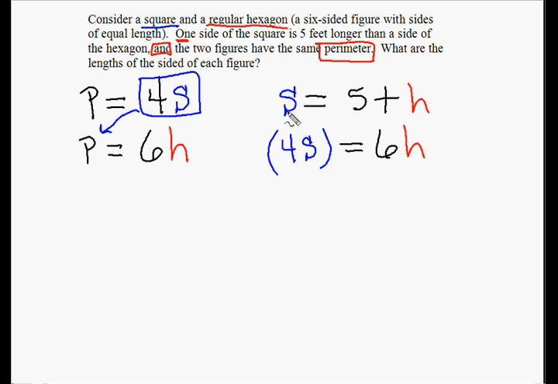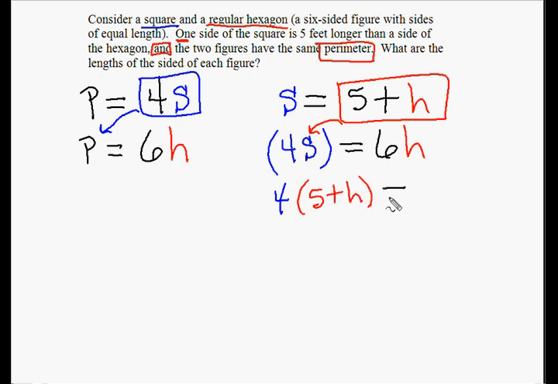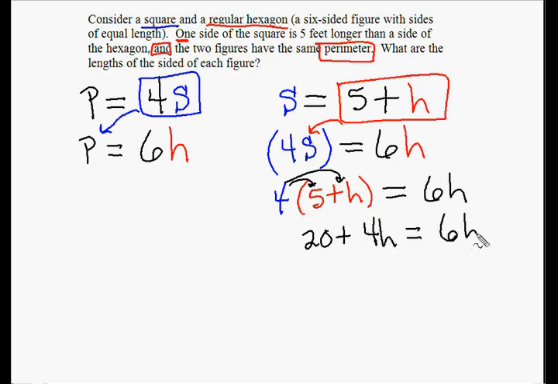Again, we have s alone, so we can take this information about our square and put it where s appeared. We now have 4 times (5 plus h) is equal to 6 times h. So I'm putting that information from the first equation into the second equation. Let's clear parentheses here. 4 times 5 is 20, plus 4 times h is 4h, equals 6h.